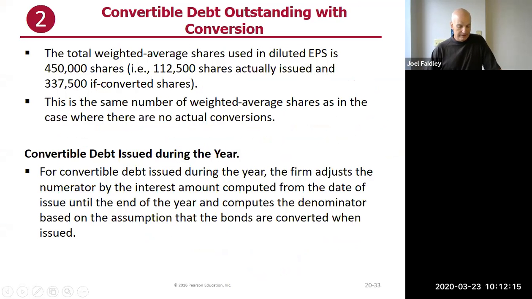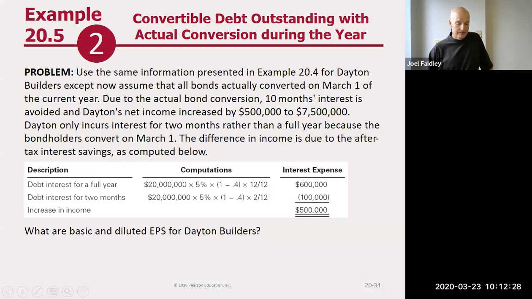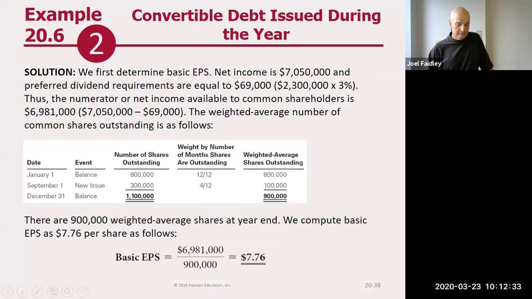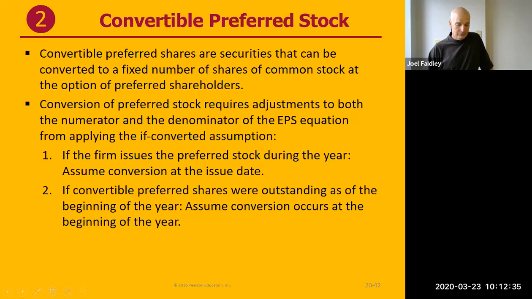This is convertible debt issued during the year. Again, I'm not going to spend time on this because it's just a fractional amount for your denominator and your numerator, as we saw in that other example there of 50%. So let's keep going here to convertible preferred stock. So this is part 2. We got interest expense from bonds payable or notes payable. Now we're going to look at preferred stock, and then we'll end this discussion with what do we do with stock options, which is a little bit unique.